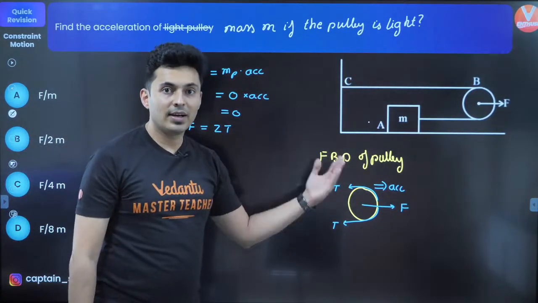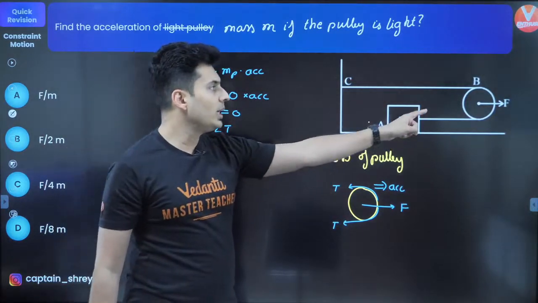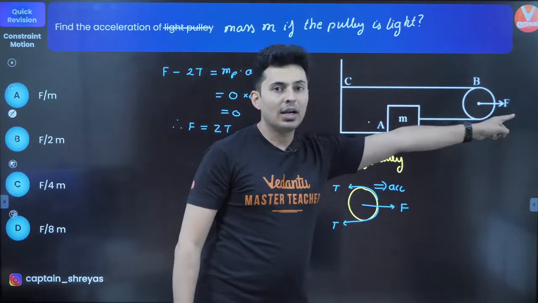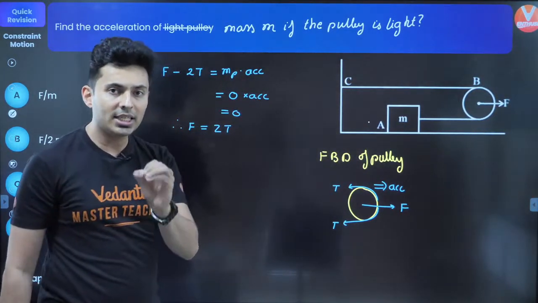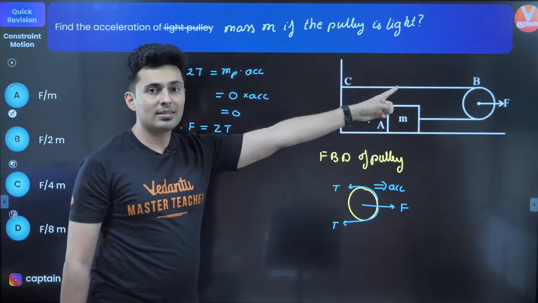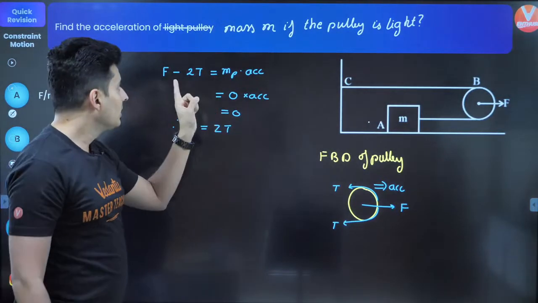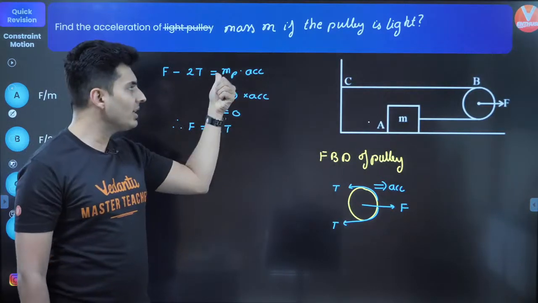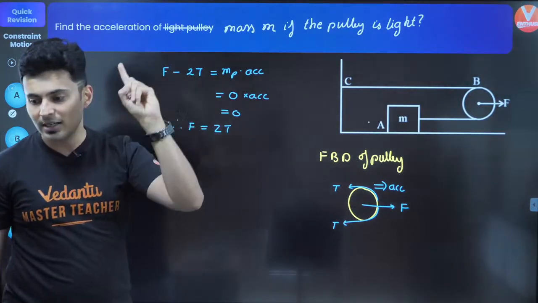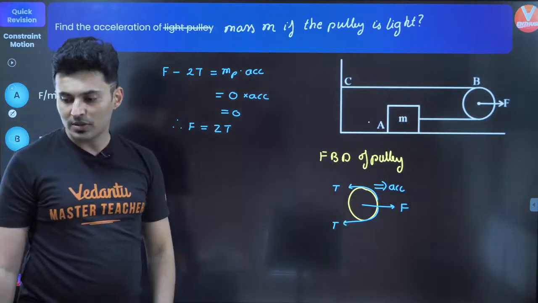Many students forget that when you have a pulley and you put T over here and 2T over here, that logic is applicable only when the pulley is light. If the pulley is not light, then F minus 2T is m times the acceleration of the pulley. Only when the mass is 0, F is 2T. Is that making sense? Understood, Suchi Mama?